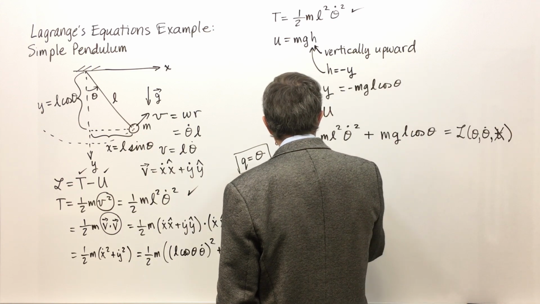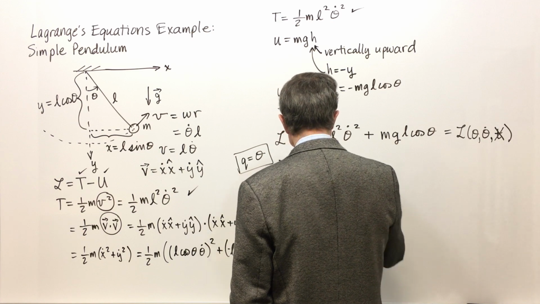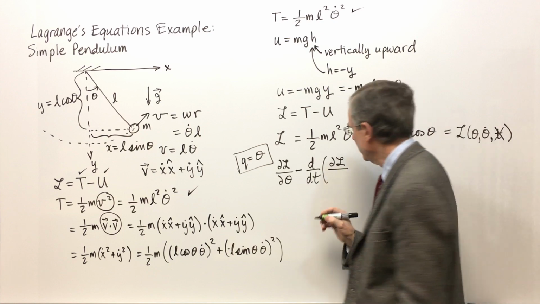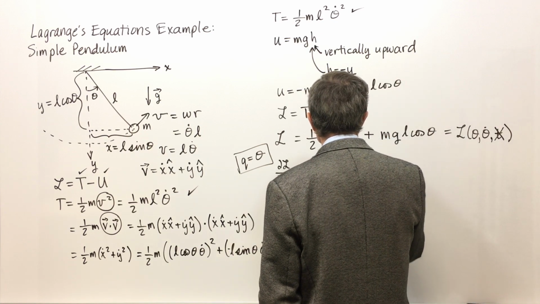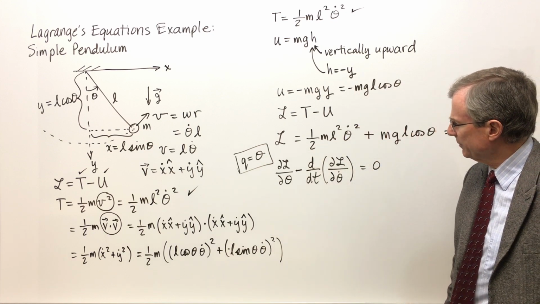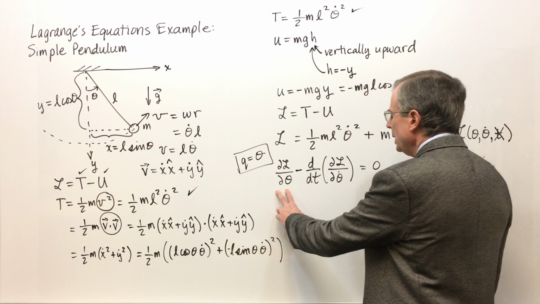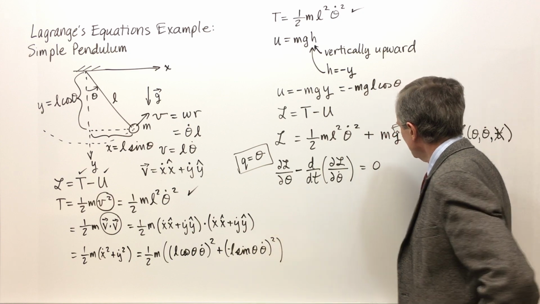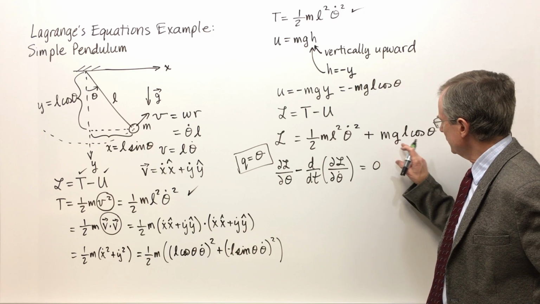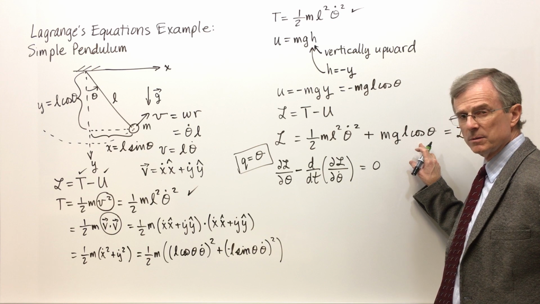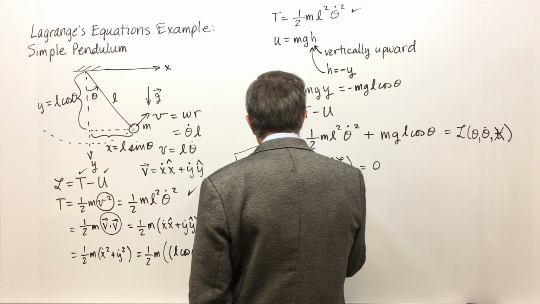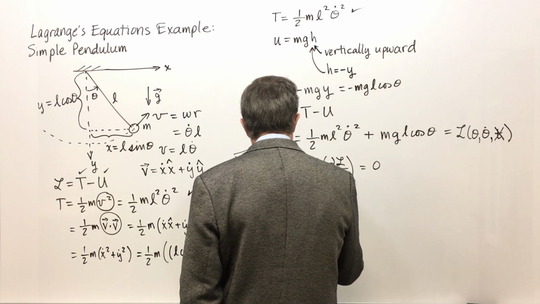It's dL/dq minus d/dt of dL/dq dot, but q is theta, so that's it. We just have to take these derivatives now. dL/d theta. Let's see if we can take that derivative. These three are constants. The derivative of the cosine is minus the sine. Let me write that out, dL/d theta.